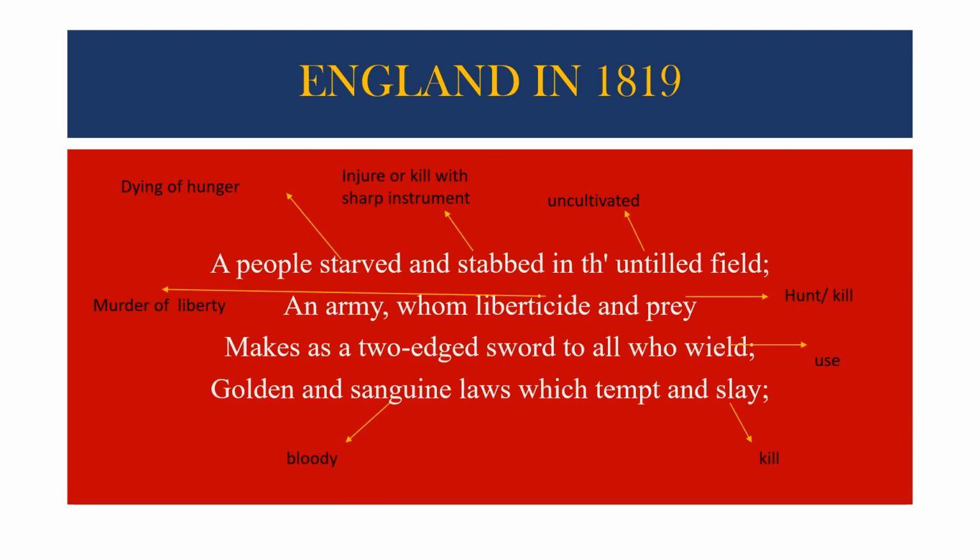Here are the next four lines. A people starved and stabbed in the untilled field, an army whom liberty sighed and prayed, makes as a two-edged sword to all who wield golden and sanguine laws which tempt and slay.